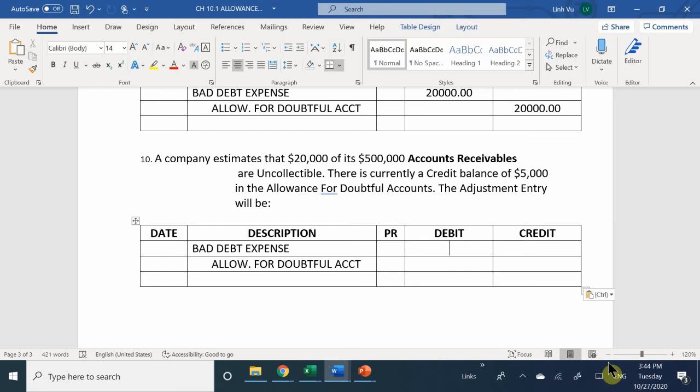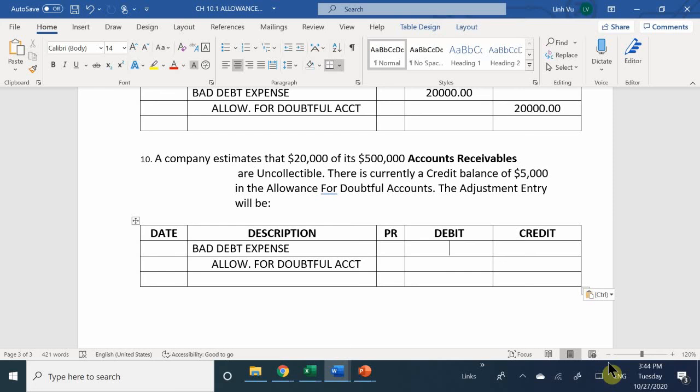Now, if the goal in this kind of scenario is that you need to end up with $20,000 in the credit side, in the allowance for doubtful accounts, and you currently have a credit already for 5,000, how many more do you need to get to 20,000? If you have 5,000 and you need to get to 20,000... Oh, you're adding to it. I'm confused on what you're asking.